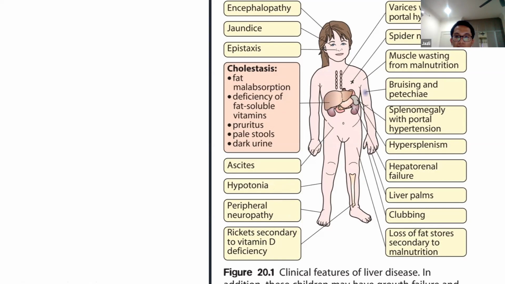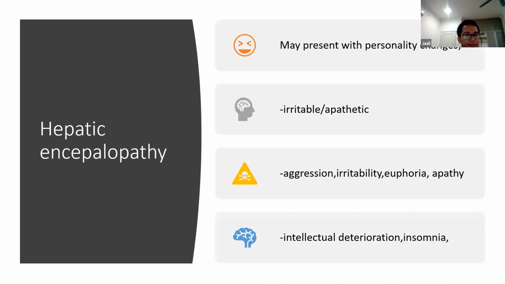Splenomegaly is important in portal hypertension, hypersplenism. Hepatorenal failure could also be evident in such cases. Clubbing or loss of fat, secondary to malnutrition.